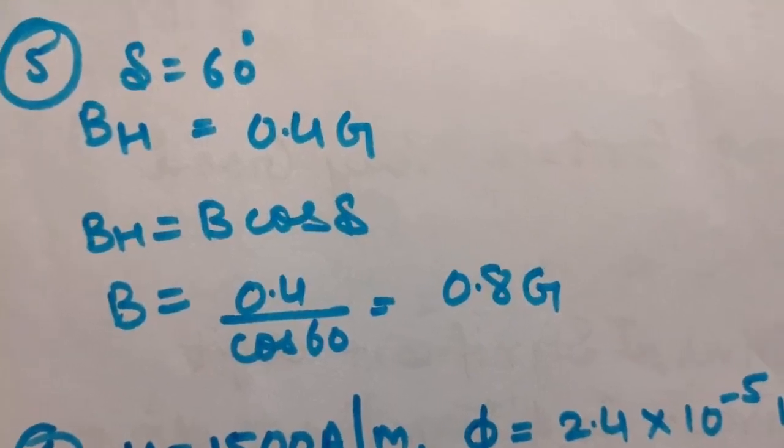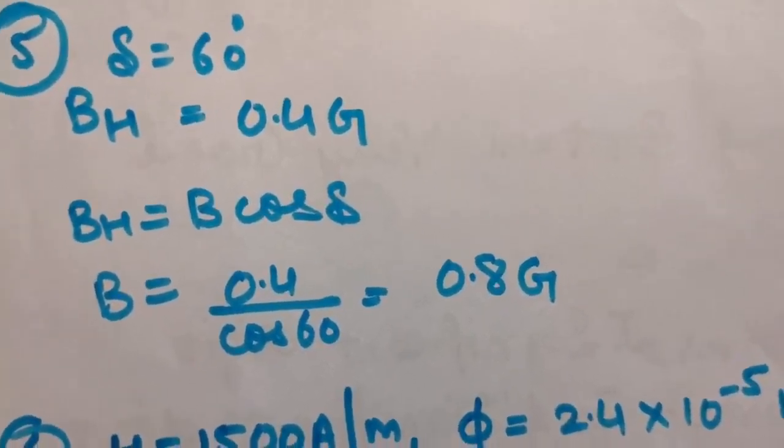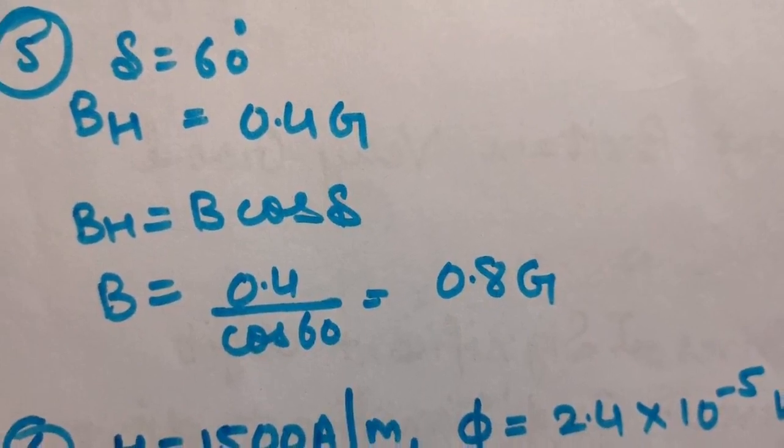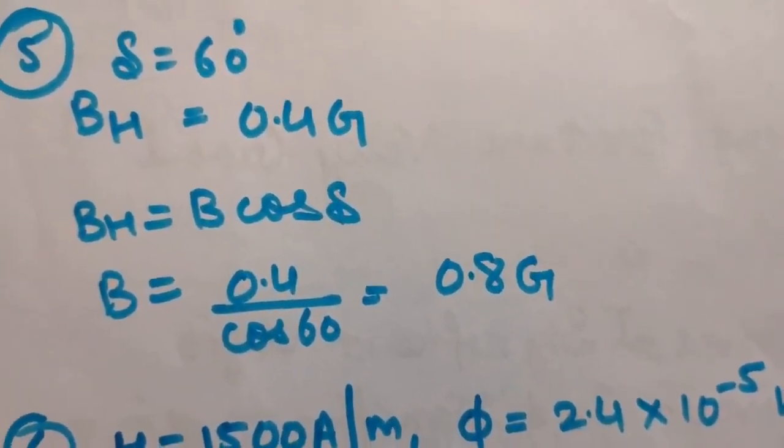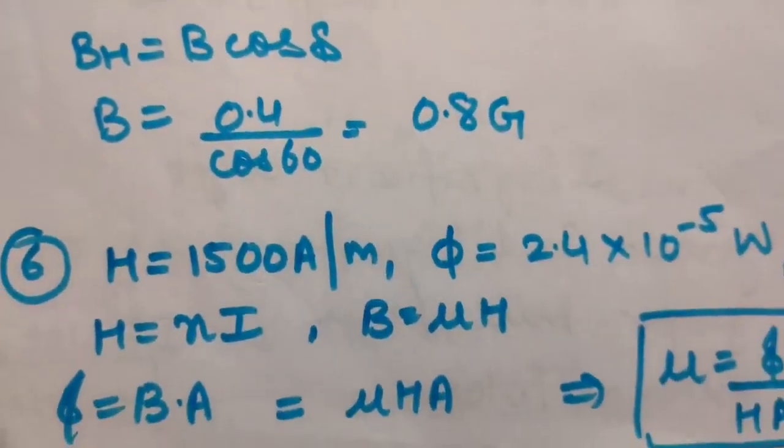Okay, so question number 5 is just a formula based question. Angle of dip is given to you, horizontal magnetic component is given to you, so you can calculate easily Earth's magnetic field. It will come to be 0.8 Gauss. Okay, so the next is question number 6.